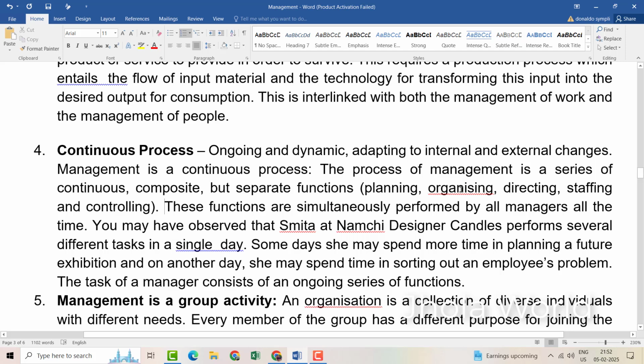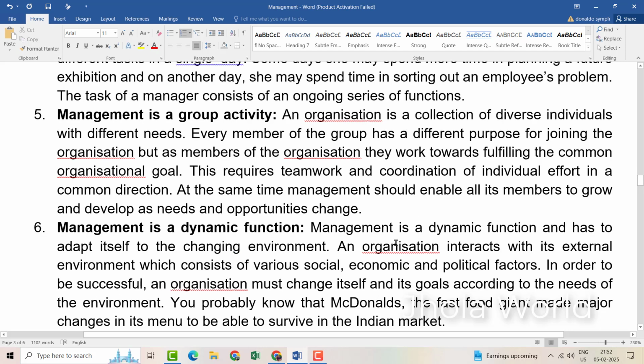Then you have to keep on organizing at the same time. At the same time, you have to keep on directing, staffing, and controlling. Everything has to be done at the same time. Then we have management is a group activity. Of course, management cannot be done alone. So in the case of an organization, there are people. So you have to deal with them.